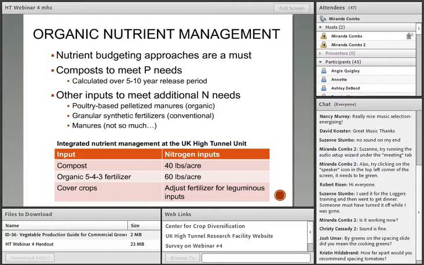The reason we're incorporating compost is because we're tilling really heavily, and we're removing a lot of crop residues out of the tunnels. So we're mining a lot of the soil carbon. So we want to put some back, but we don't want to use it as the basis of our fertility program.